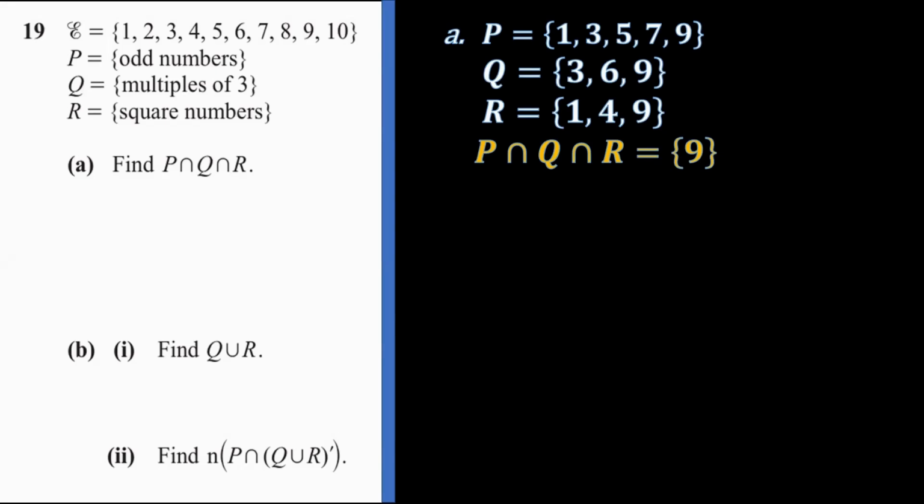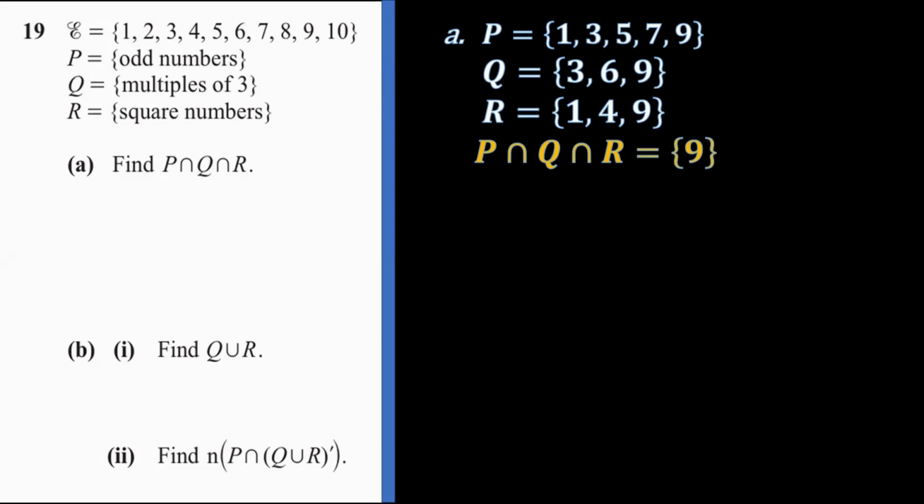Multiples of 3. That is, numbers that 3 can fully divide. So 3 will be acting as their factor. They are called multiples of 3. I can multiply 3 by something to get those numbers. We have 3, 6, 9 within the universal set. Take note, within the universal set given, numbers 1 to 10.